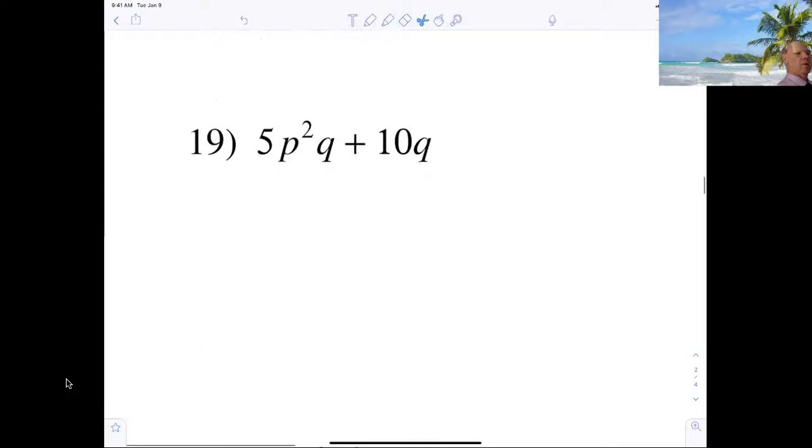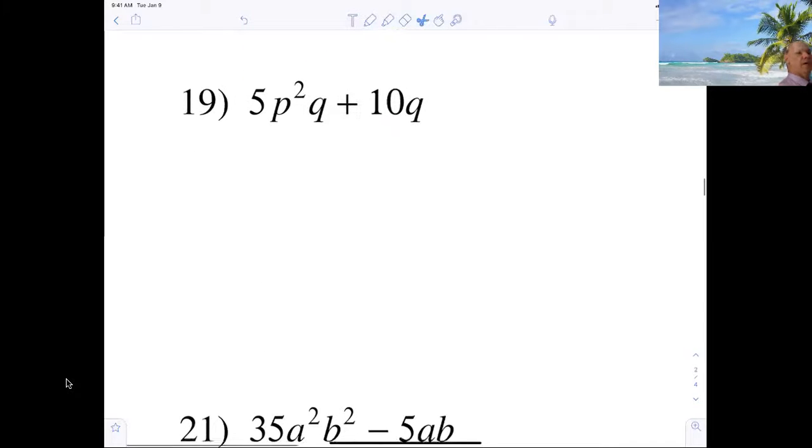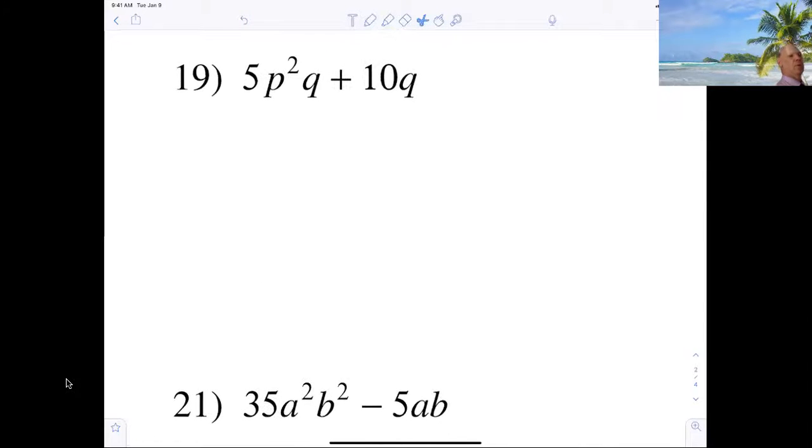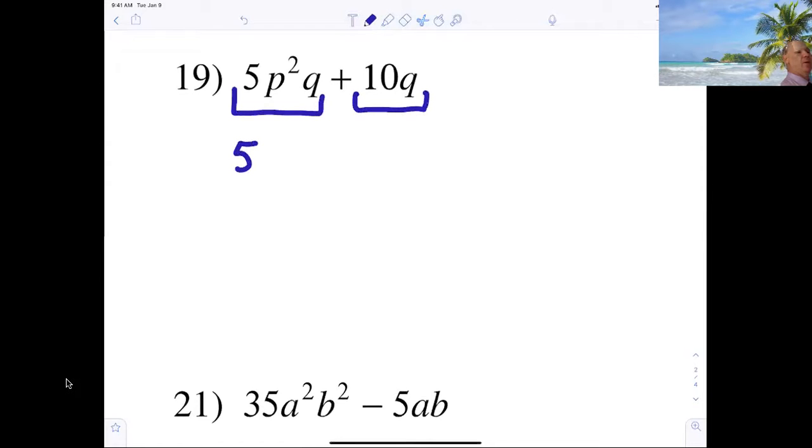Gray, are you up? Yes, go. What's common? I'd like the number first. Oh, 5. 5 what? 5p squared. Now I'm asking you, what's the GCF? You're looking here and looking here. What's common? Oh, 5q. 5q, open parentheses. What? p squared.